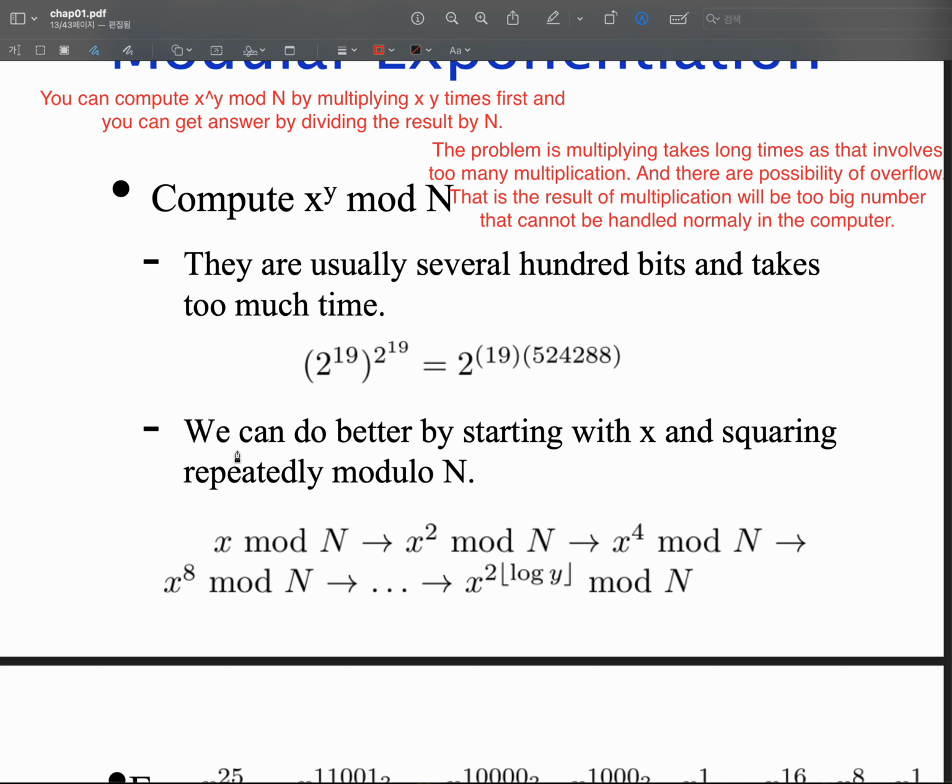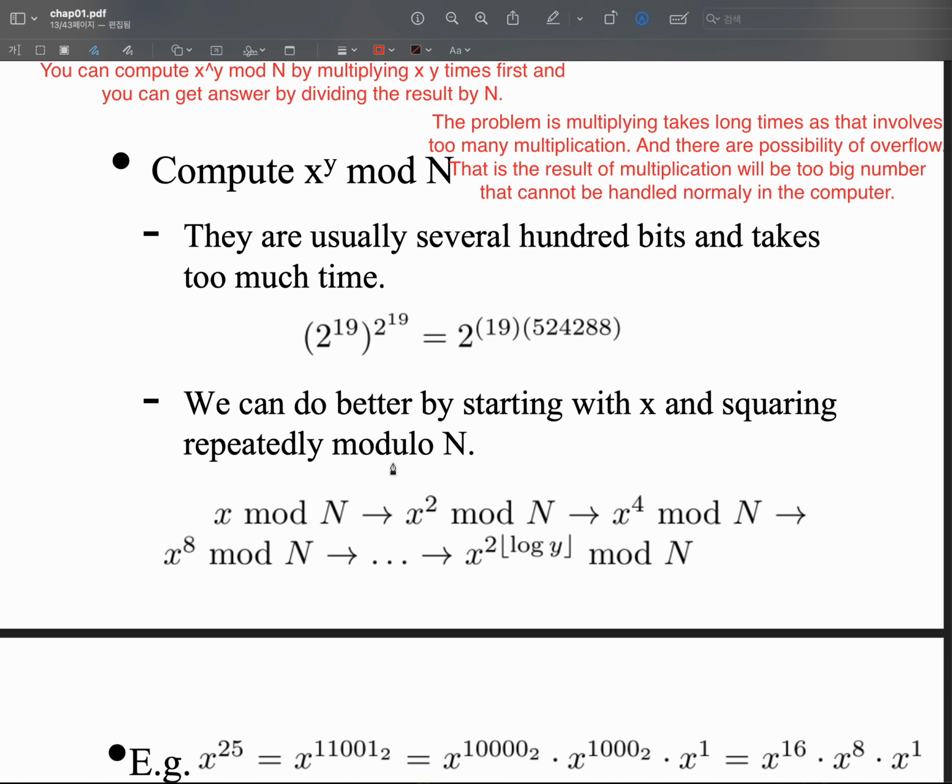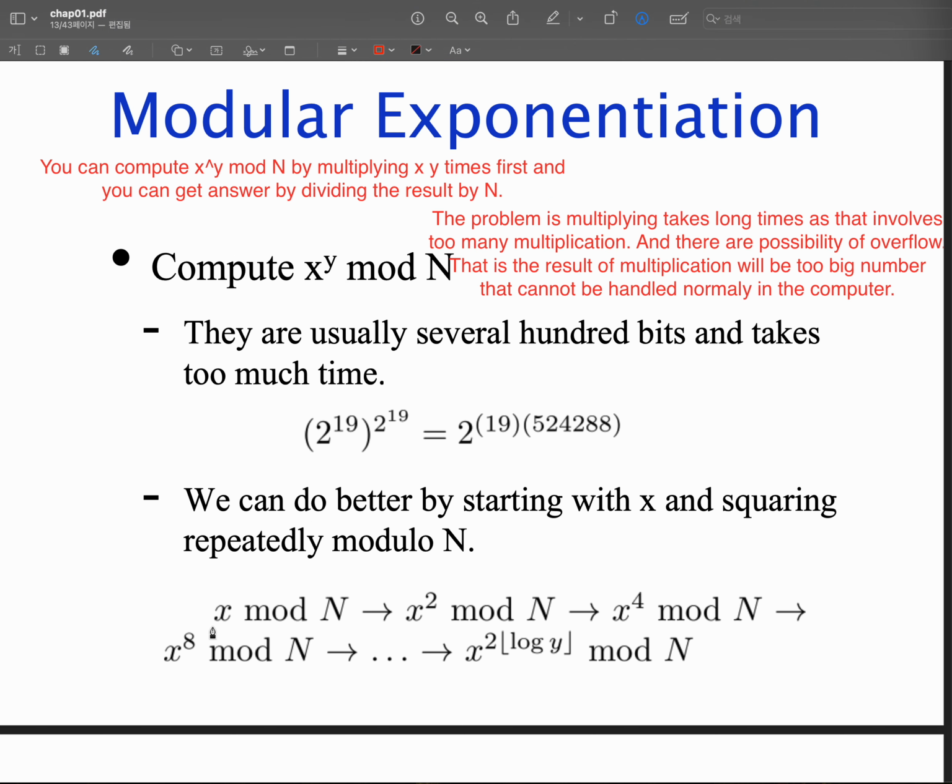So this is the basic method. We can do better by starting with x and squaring repeatedly modulo n. Once we have x, we get the value of x square mod n. The resulting value will be 0 or greater than 0 and less than n, and then square again until you reach the final result here.